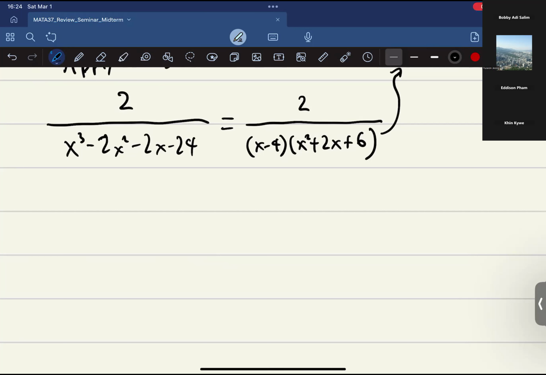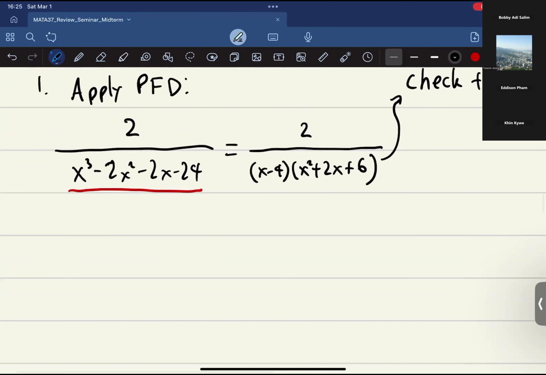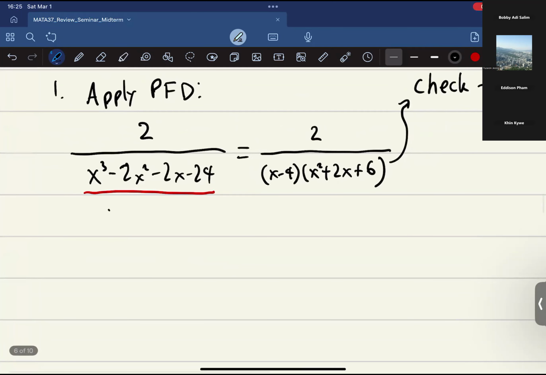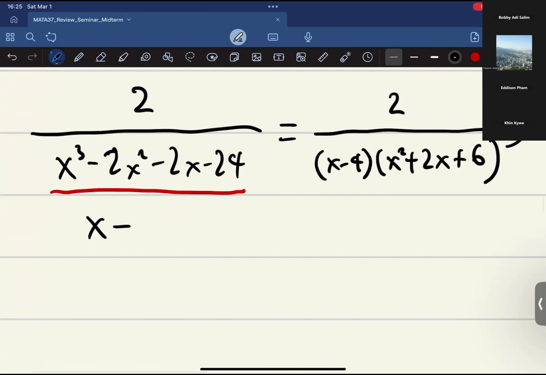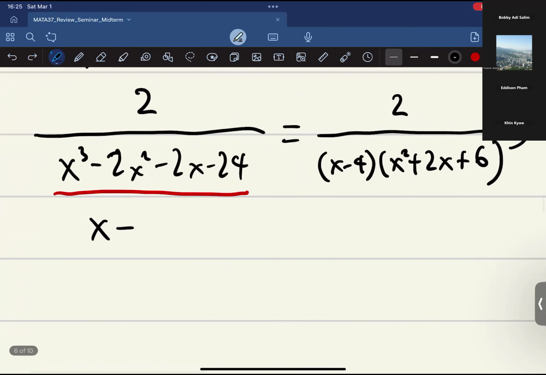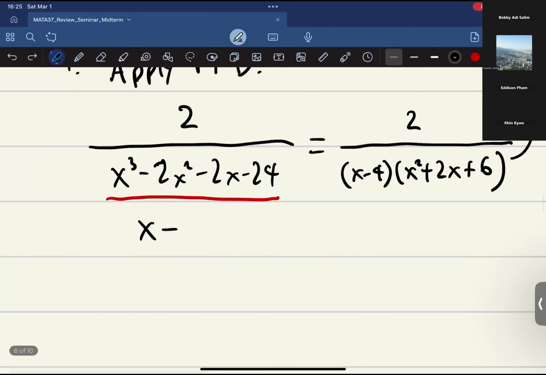So I see a question in chat, why did we divide by x minus 4? Yeah, we need to factor the denominator here. And to do that, you want to guess and check by dividing by a linear term of x minus some factor of the constant term right here. So if you were to do this in the test, you will guess and check from x minus 1, then x minus 2, x minus 3, x minus 4, and so on.